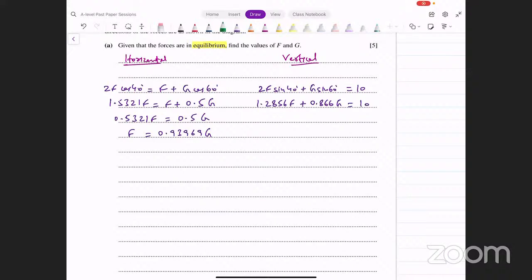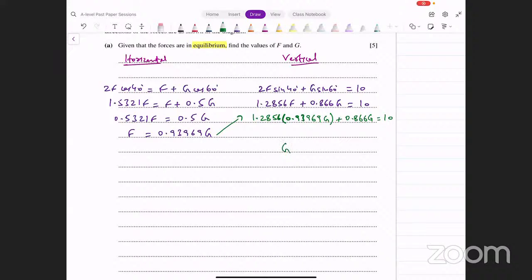Now I can input this there. This becomes 1.2856 into 0.93969 G plus 0.866 G, and that equals 10. ठीक है, इसको simplify कर लेते हैं और देख लेते हैं हमारे पास क्या आ जाता है. We'll get a value of G from here.